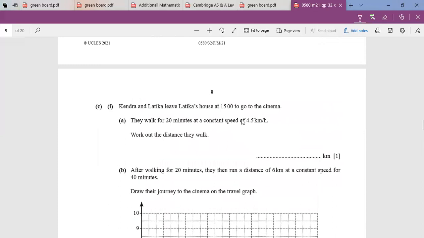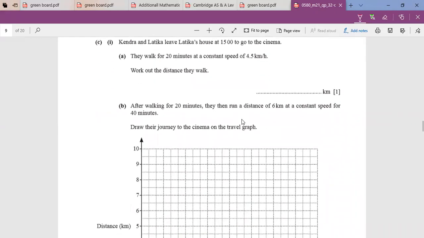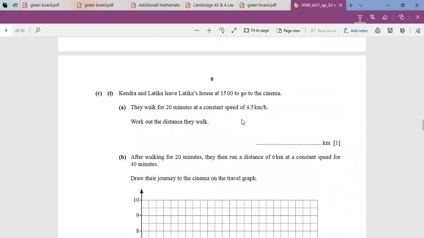All right. But they have only taken what? They have only taken 20 minutes. What is the distance that they are going to cover? So what we are saying is, these people are walking only for 20 minutes. So work out the distance they walk.